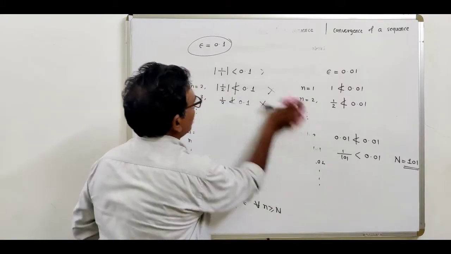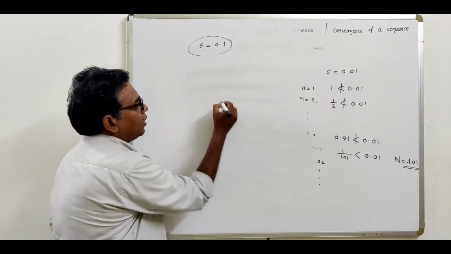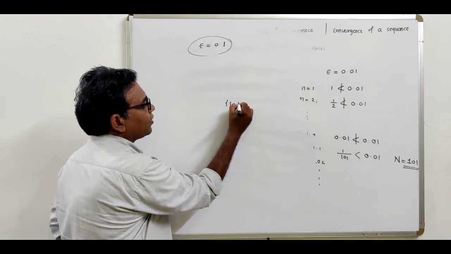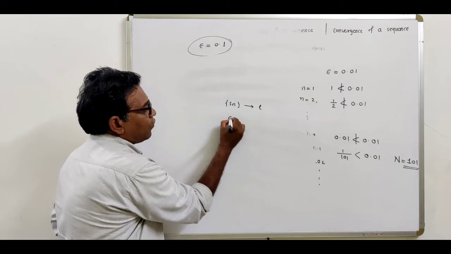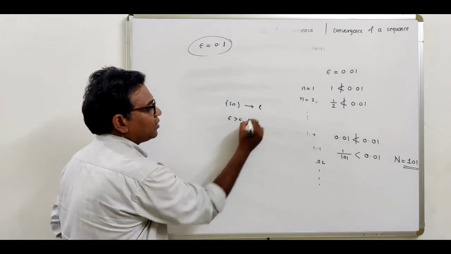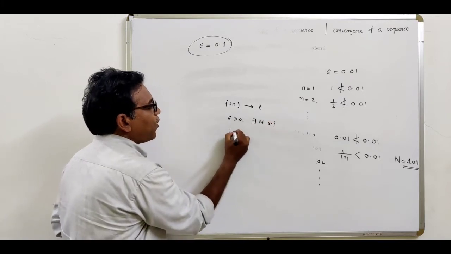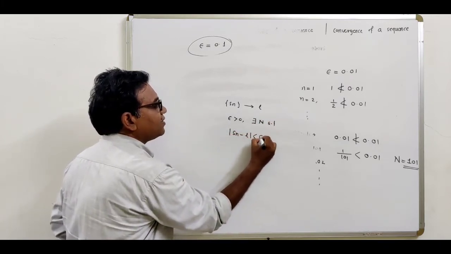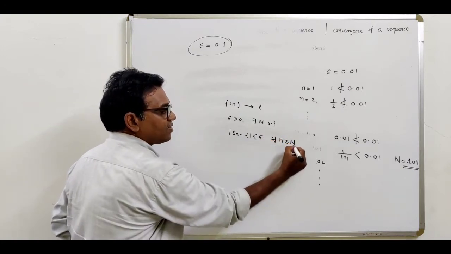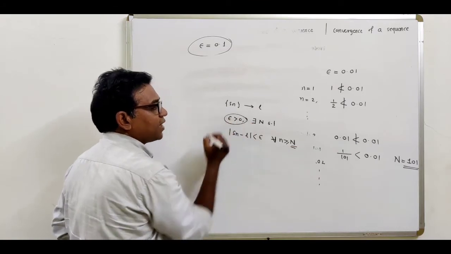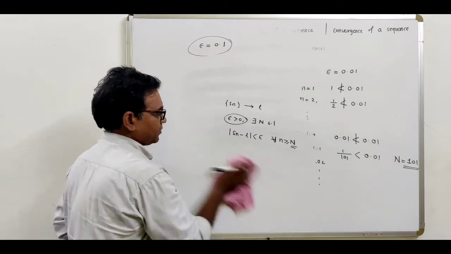So see the definition of convergence of a sequence. A sequence Sn converges to the limit L means that for every epsilon greater than 0, there exists an integer N such that modulus of Sn minus L is less than epsilon for all n greater than or equal to N, where N depends upon this epsilon. So this is the definition of convergence of a sequence.